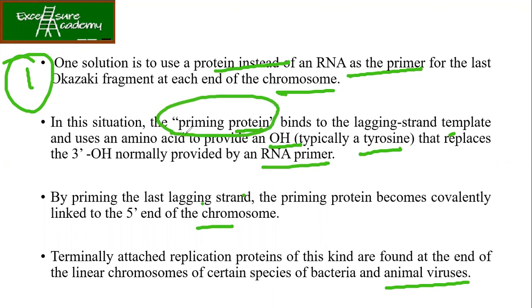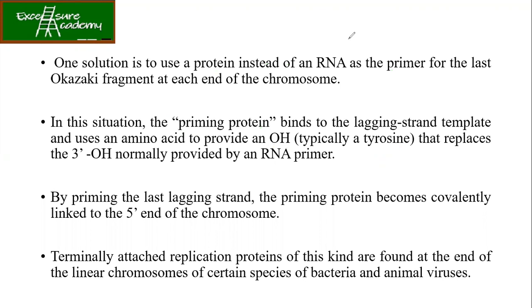So you can understand, for example, if in an interview you are asked that you have linear chromosomes, and at the end you see all these things, what can you tell about it? You can say that the priming protein has been used to solve the end replication problem seen in the case of animal viruses. You can tell it like this, okay? Now in the case of humans, it is not like this. We have another solution.